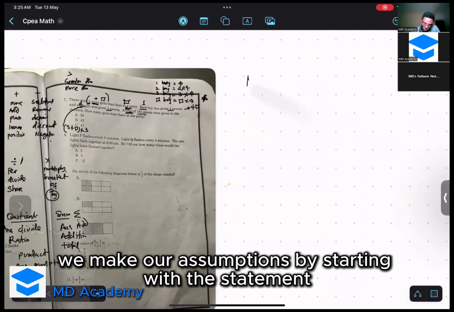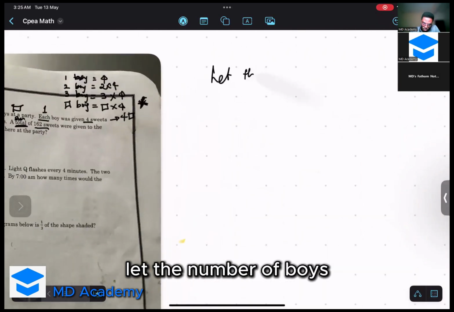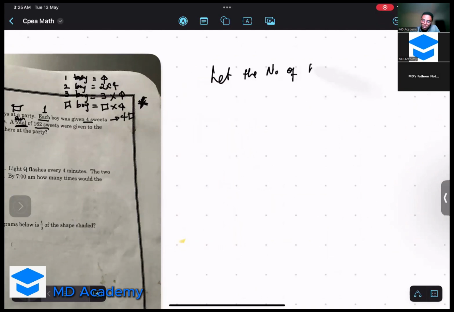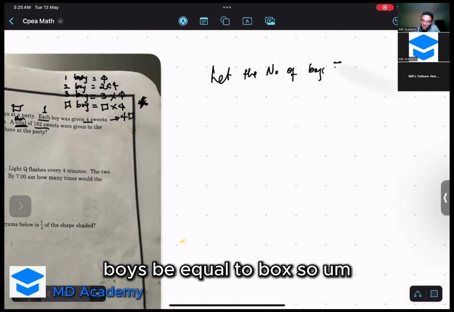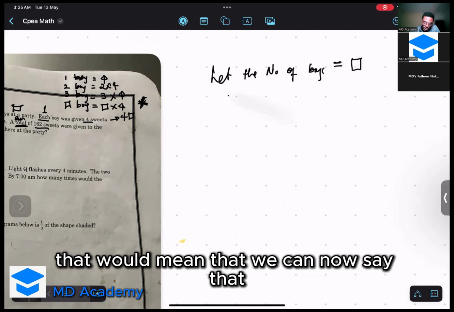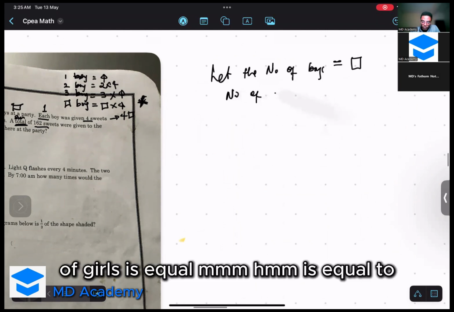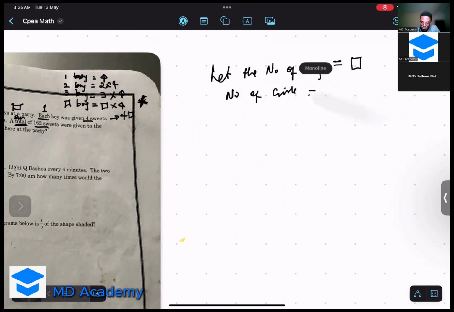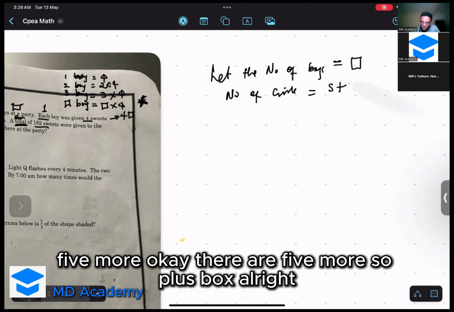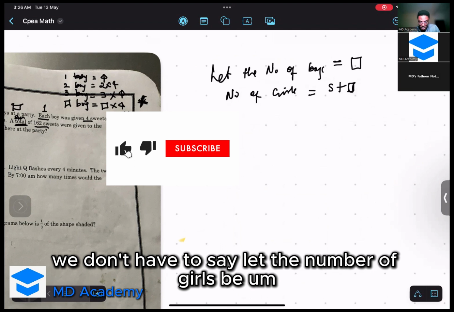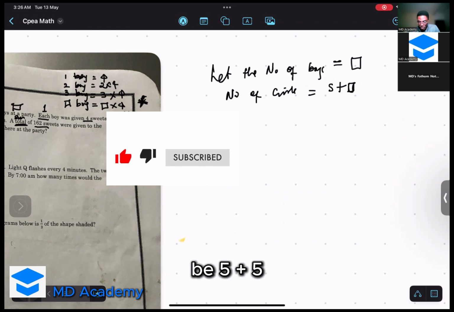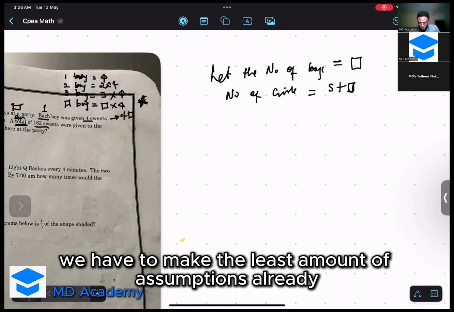All right, so again, we make our assumptions by starting with the statement, let the number of boys be equal to box. So that would mean that we can now say that it follows that the number of girls is equal to 5 more. Okay, yeah, there are 5 more. So plus box. And this is because we don't have to say let the number of girls be 5 plus box. We have to make the least amount of assumptions already.